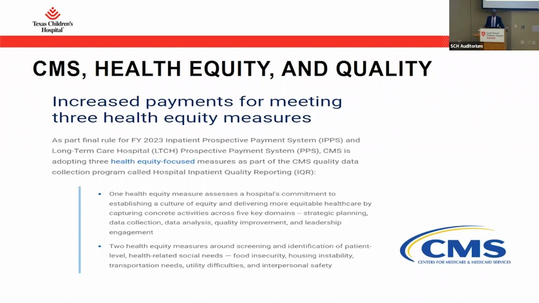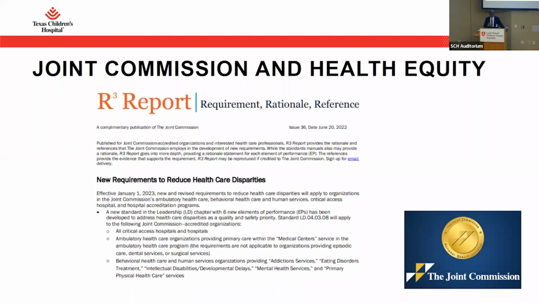Another further step just this year, that now there are going to be increased payments for measuring 3 health equity measures. And this relates to hospitals specifically. One is going to be what kind of culture are you setting in terms of addressing health equity, but then 2 of them are specifically going to focus on health-related social needs, screening as well as providing support. So you can see from a number of different areas, payers are now at a national level really pushing social determinants of health.